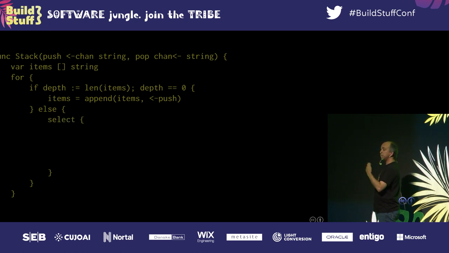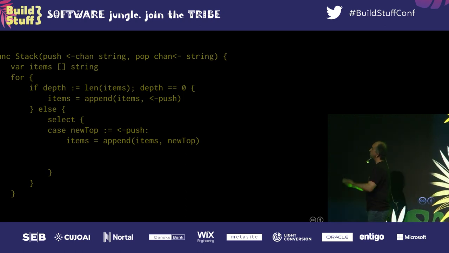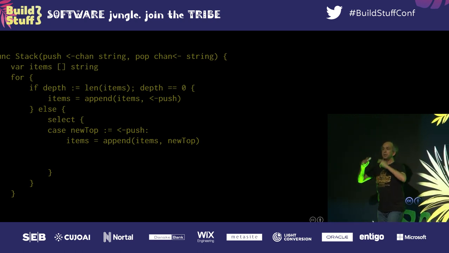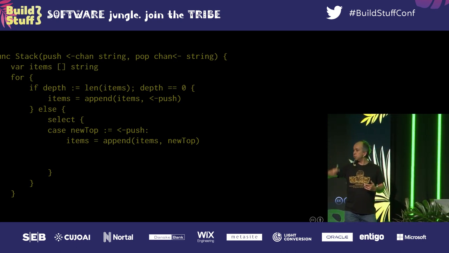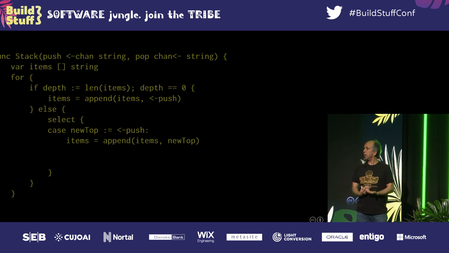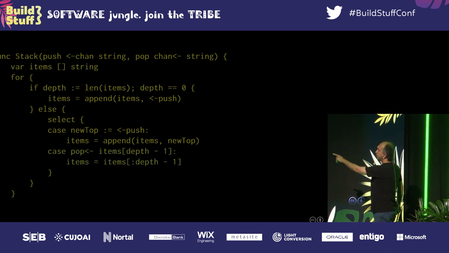Well, in that case, I'm waiting for two things. I'm selecting on either somebody wants to push to us, in which case I'm happy to receive it, and I will append it to my internal variable items. So what I've done is I've taken a local variable, and it's now so local that it's a private instance variable, if you want to use that language. And then, if somebody wants to pop from us, we will give them the last element, and then we will resize ourselves accordingly.